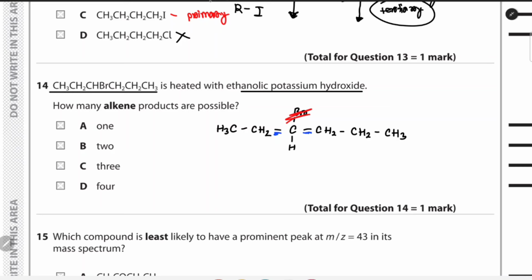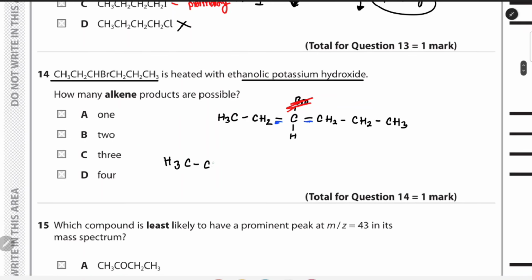So if the double bond is on the left, we have hex-2-ene, a 6 carbon chain with a double bond on the second carbon. C double bond C, H over here, CH2, CH2, CH3 over here, and an H over here. We can have an E isomer for this and a Z isomer for this.